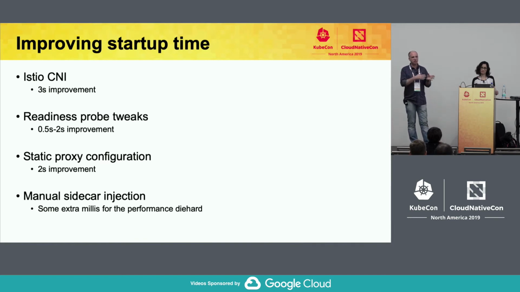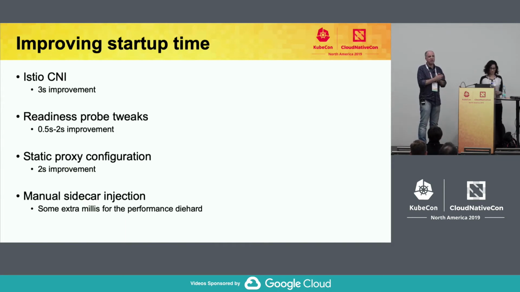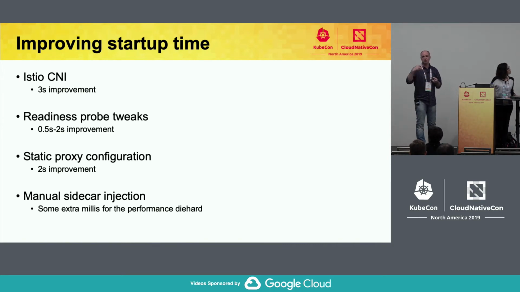The only purpose of our CNI is to reprogram Istio. That gives you back 3 seconds. Nice improvement. Next, we'll take a look at playing around with the readiness probe. So as we said, the kubelet is going to test whether pods are ready to serve traffic, and it checks on a schedule. If you shorten that schedule, you're not increasing the load by much, but you are saving time because they become ready sooner.